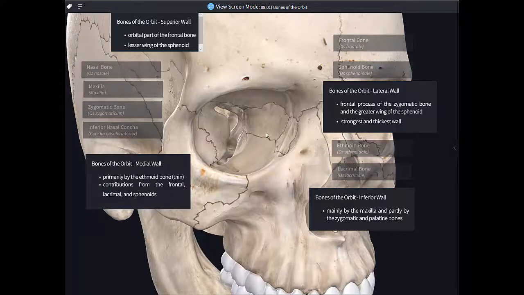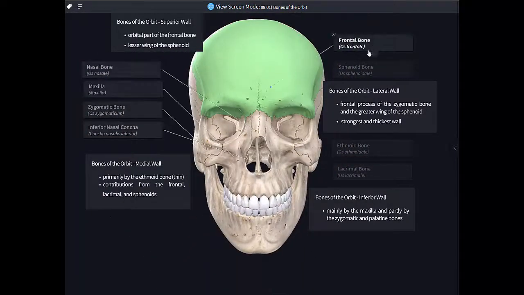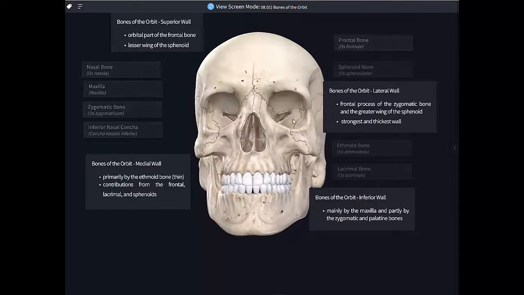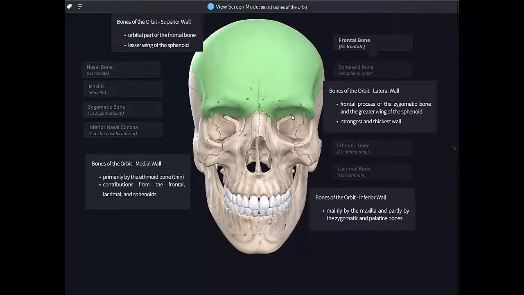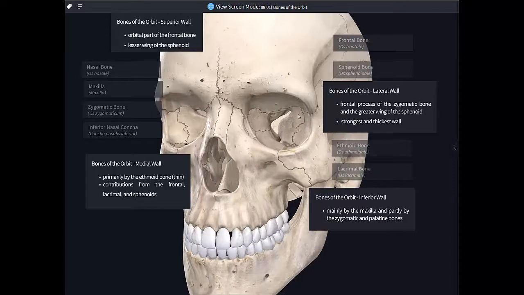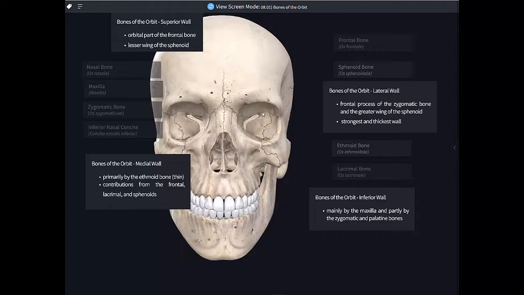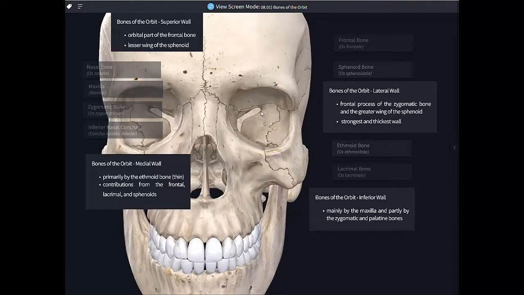If we start off with the superior wall, that'll be up here. Part of the superior wall, or the roof, is the frontal bone. As you can see, a large amount of the roof of the orbit is comprised of the frontal bone, but also to a lesser degree, you have a little bit of the lesser wing of the sphenoid over here, which is just about here.